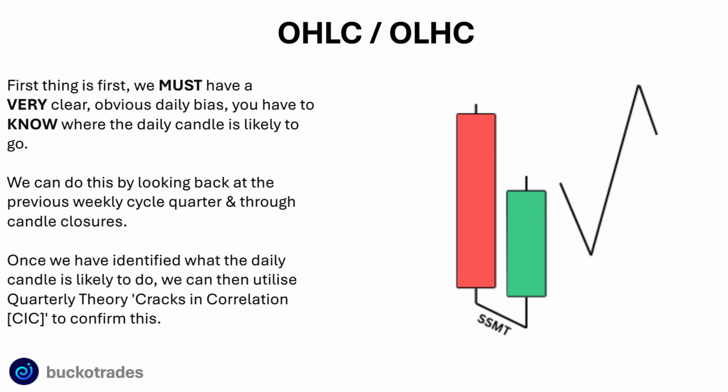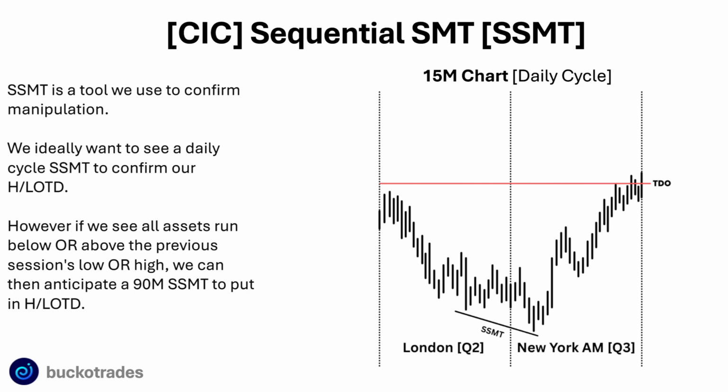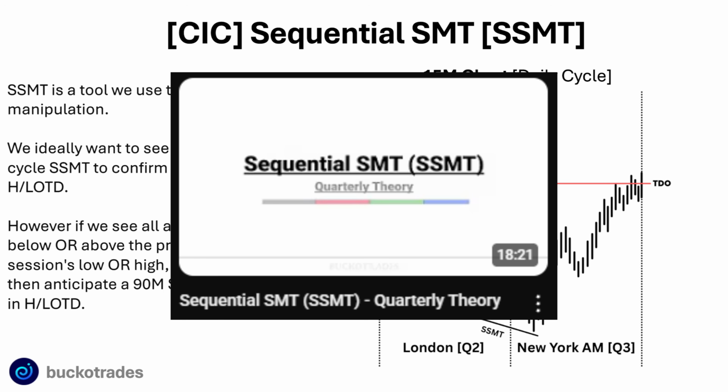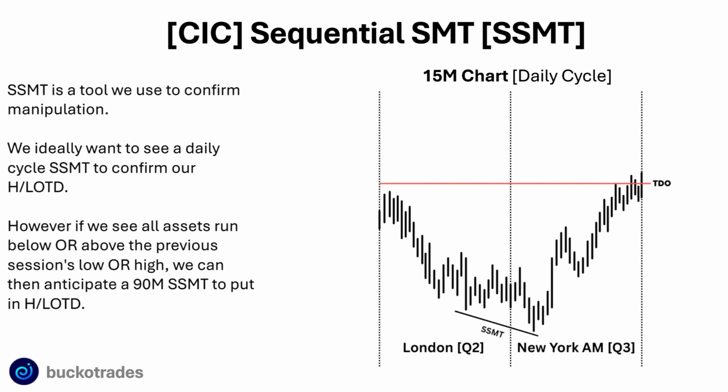Once we have identified what the daily candle is likely to do, we can then utilize quarterly theory, cracks in correlation, CIC, to confirm this. As long as we know exactly where that daily candle is likely to go, we can then use the CICs, the cracks in correlations, to confirm that. So the first one will be Sequential SMT, SSMT. SSMT is a tool we use to confirm manipulation. We ideally want to see a daily cycle SSMT to confirm our high or low of the day.